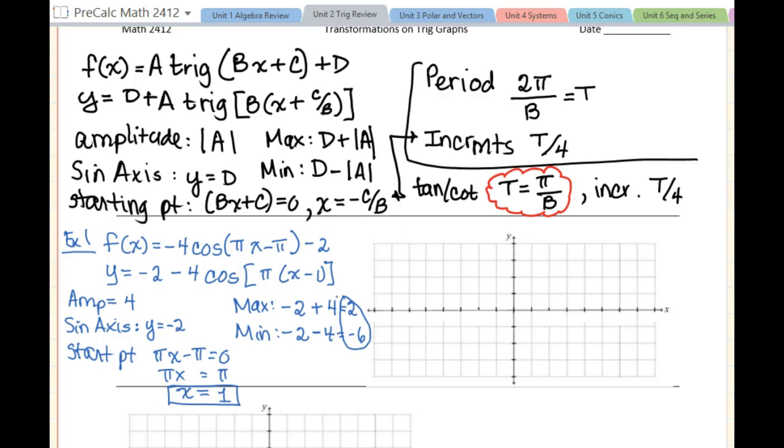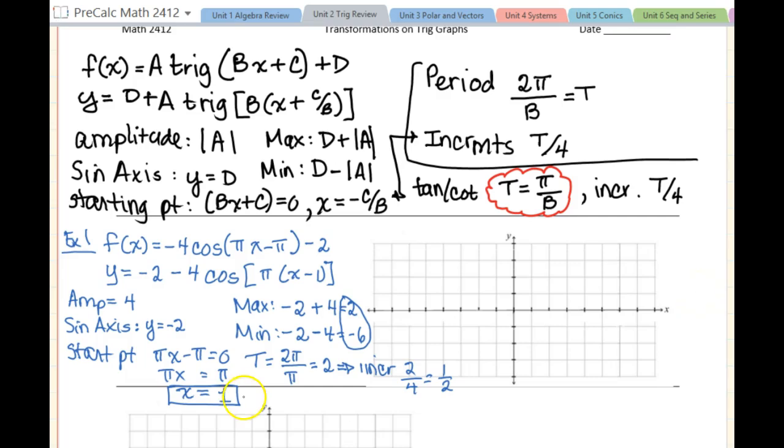The only other thing we haven't found is our period, so let's go do that as well. Our period, remember, is going to be 2 pi over b. In our case, b is pi. So I divide that and I end up with 2. So our period is equal to 2. Our increments means that I divide this by 4. So our little increments are going to be 2 divided by 4, which is equal to 1/2. So I should use those notches to be 1/2.